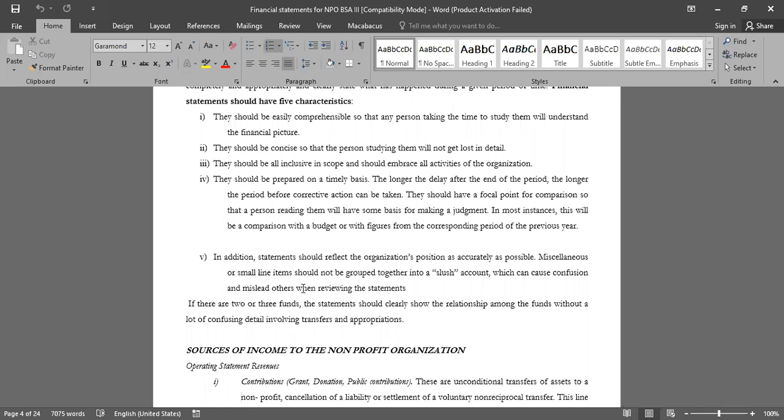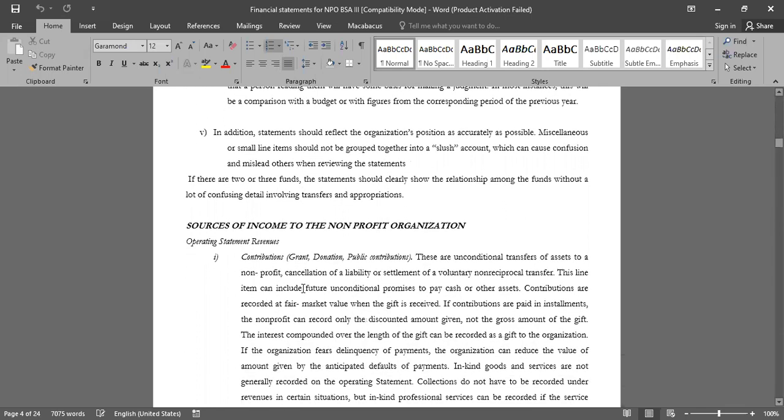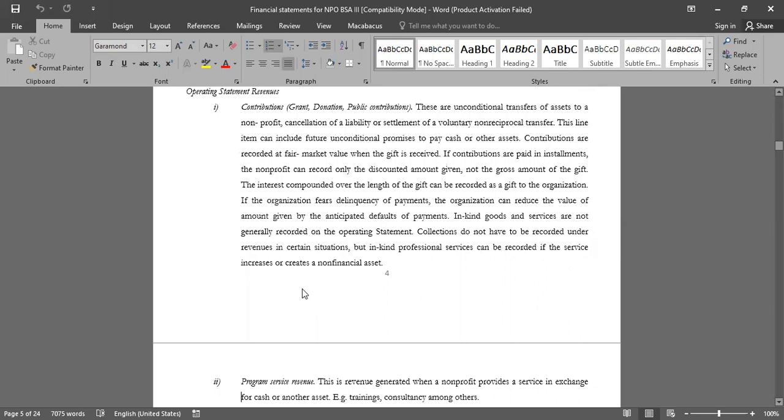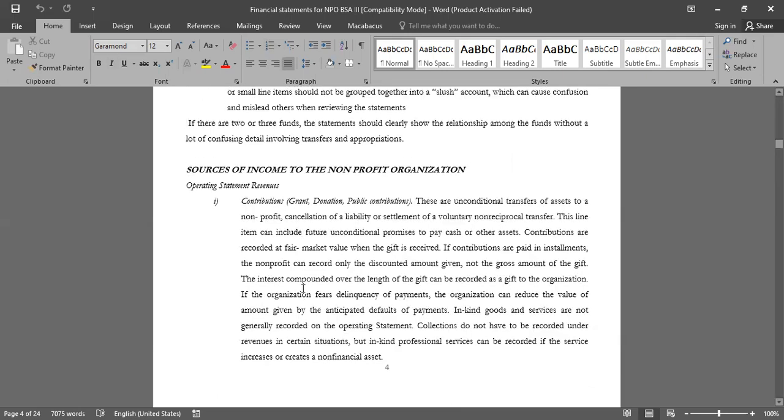Now we talk about items. We're looking at statements and then what falls under each statement. So we shall start with the statement of activities, what you call the statement of operations, or what previously would be called the income statement. Of course, we know we have revenues and expenses under the statement of activities.